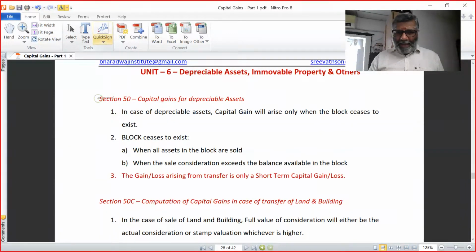Section 50, capital gains on depreciable assets. When will a depreciable asset have capital gains? Only when the block ceases to exist. The block ceases to exist in two circumstances: when all the assets in the block are sold, or when the sale value exceeds the balance available. The resulting gain or loss is short term. This is the law in section 50. Though we have worked out these things earlier, in insurance compensation and even in PGBP, the first question where all the books are sold and we had a loss, all those things fall under section 50. In case of a depreciable asset, how to compute? Am I clear to you?